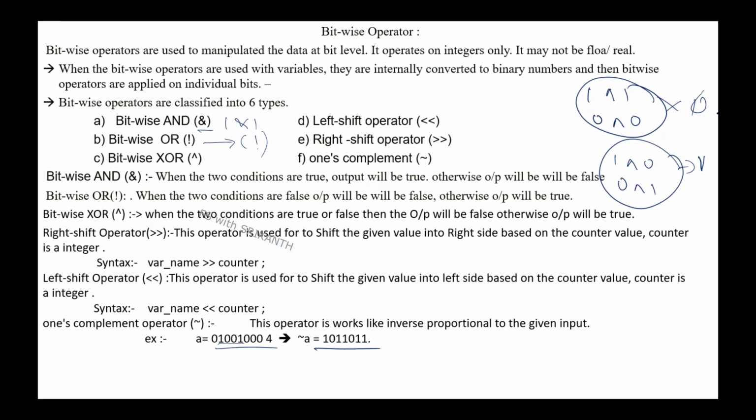One's complement is quite different. Suppose we give 1 0 1 0 1 0 1 0 1, then the complement operator returns 0 1 0 1 0 1 0 1 0, right? So guys, this bitwise operator is very important. When we cover the programming part, I'll cover it in depth. Why? Because it takes approximately 1 hour for bitwise AND up to one's complement.